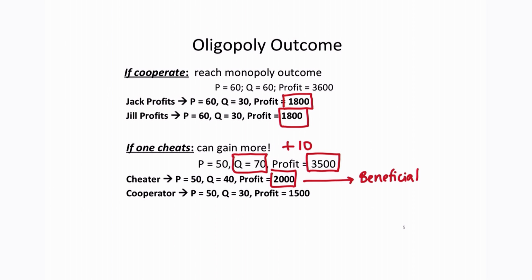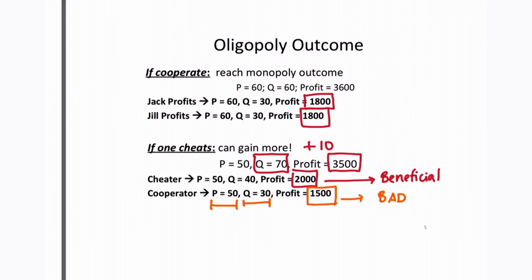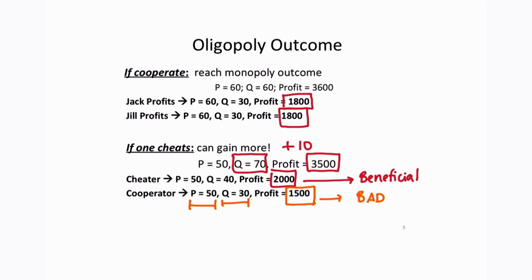Now, for the person that has chosen to cooperate, they're still producing the 30 gallons that was agreed upon, but now they're facing a lower price of $50. So their profits have fallen. So this is going to be bad for the person that chooses to cooperate. Now, since there's only two firms in this market, they both know exactly what this table looks like, and they both know exactly what can happen if one of them cheats.